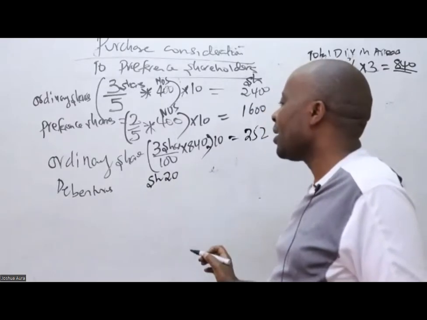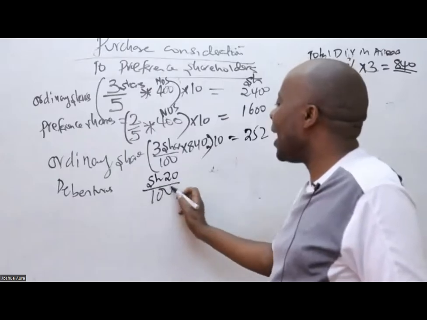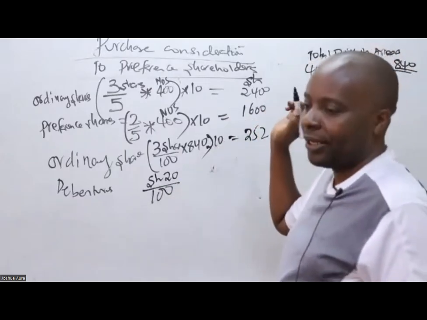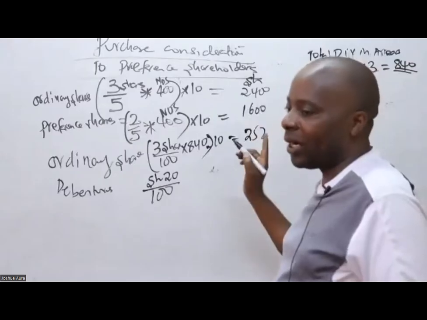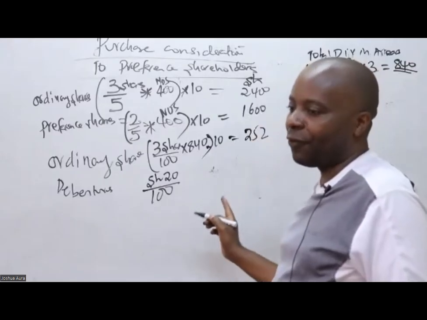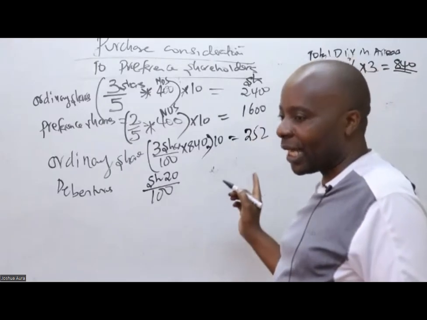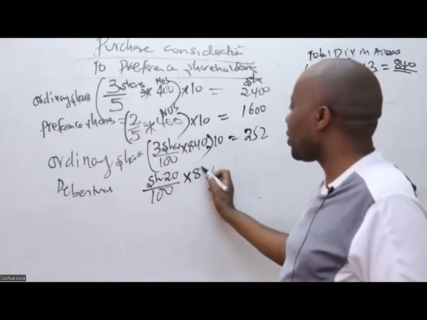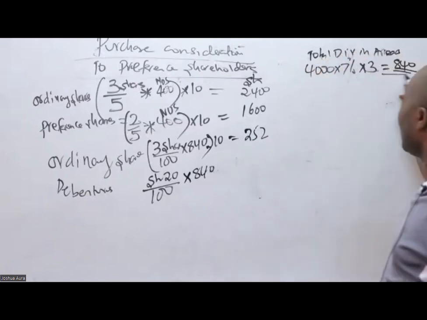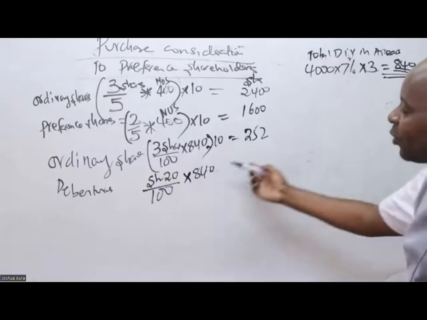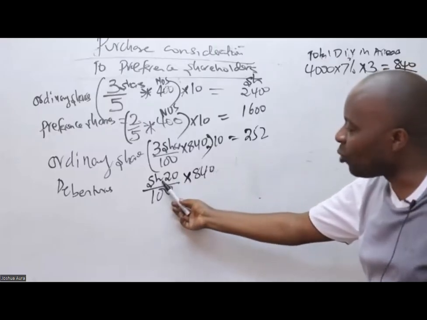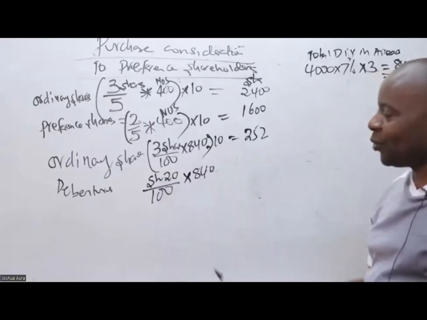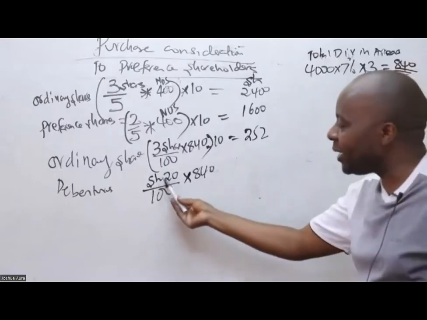And then for debentures, we shall be giving them shillings 20 for every 100 that is outstanding. And how much in this case do we have which is outstanding? The outstanding dividend is 840. Remember, these are not shares, so don't start looking for the par value.